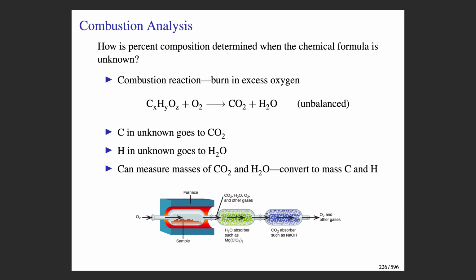Now, if you measure the mass of these two vessels before and after the combustion reaction, you can take the difference in the masses to give you the mass of the water and the mass of the CO2 that was produced by the combustion reaction. And what I'm going to show you in the next problems is how to convert the mass of the water and the mass of the carbon dioxide into a percent composition for the unknown compound.